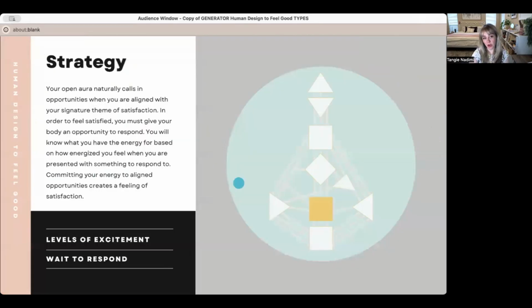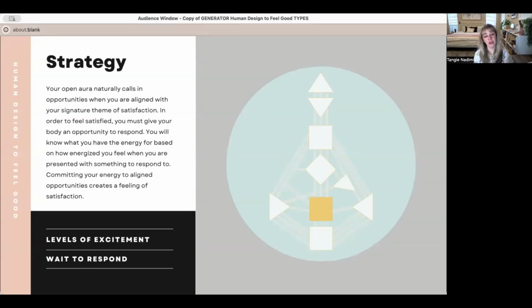But as far as a generator strategy goes, their open aura naturally calls in opportunities when they're aligned with their signature theme of satisfaction. In order to feel satisfied, a generator has to give their body an opportunity to respond, which means waiting. You'll know what you have the energy for based on how energized you feel when you are presented with something to respond to.